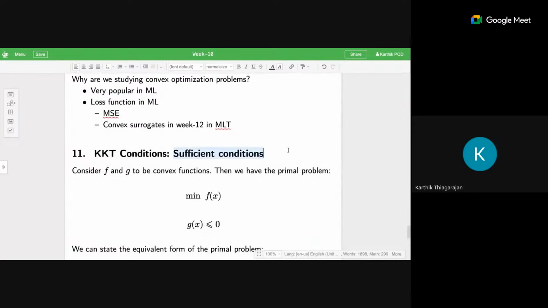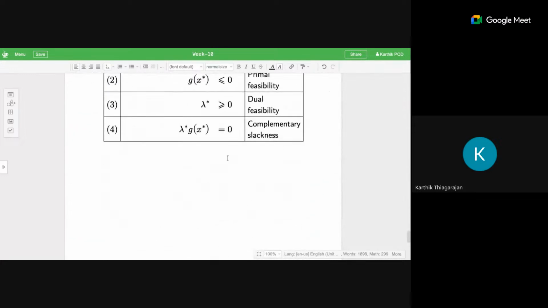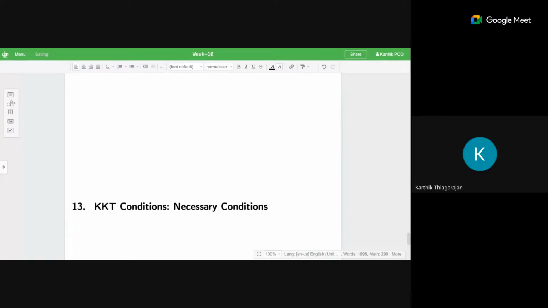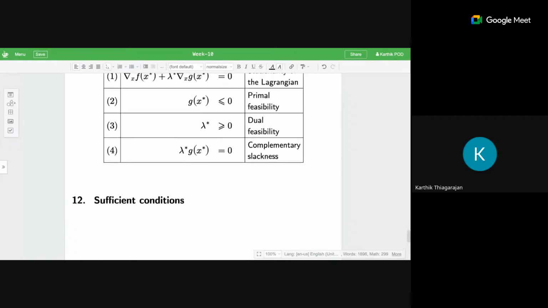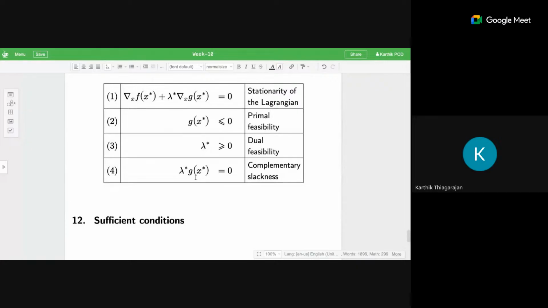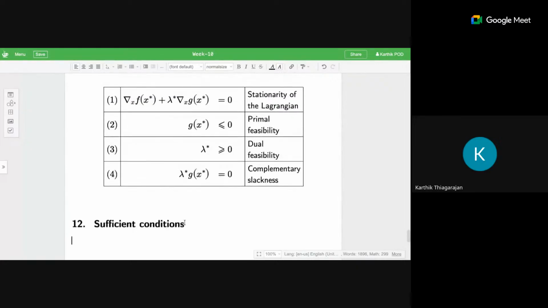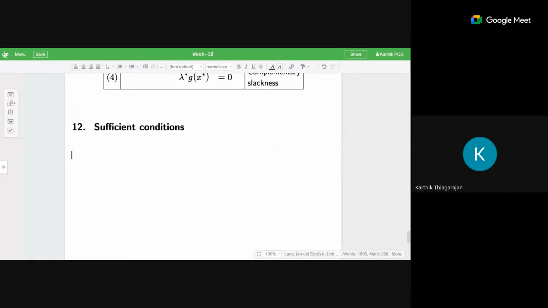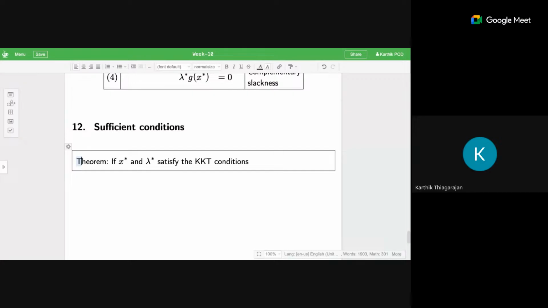What we are now going to do is look at what are called sufficient conditions. There is a sufficient condition and a necessary condition, as we have already seen. The first question we will ask is, if x star and lambda star satisfy the KKT conditions. This is the statement of the theorem, and since it's important, we'll put it inside a box. So what is it stating?